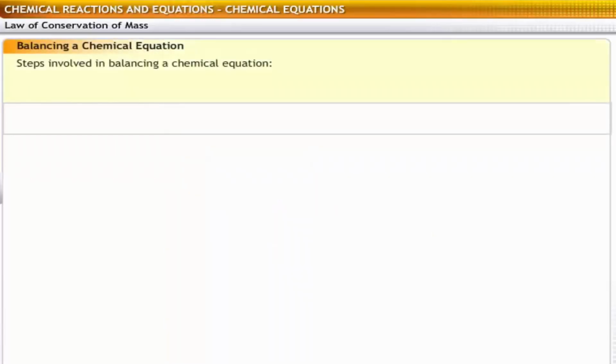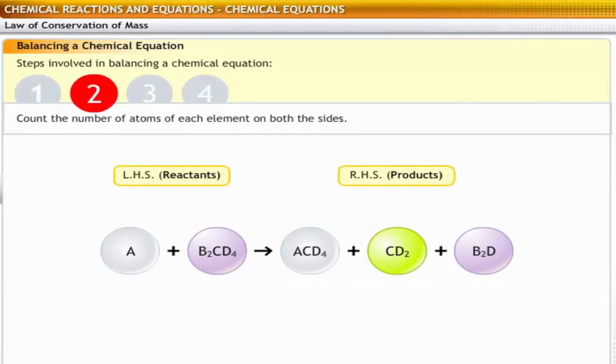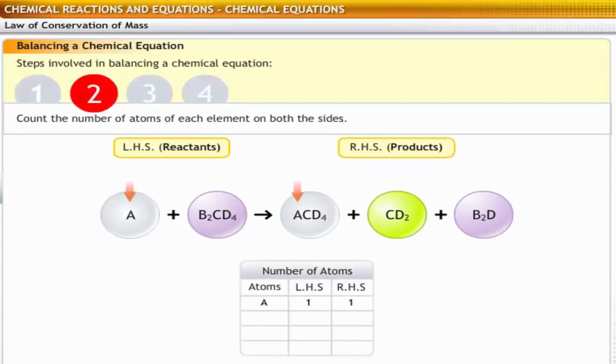The process of balancing a chemical equation involves 4 steps. Determining the reactants and products in a reaction. Counting the number of atoms of each element on both sides.